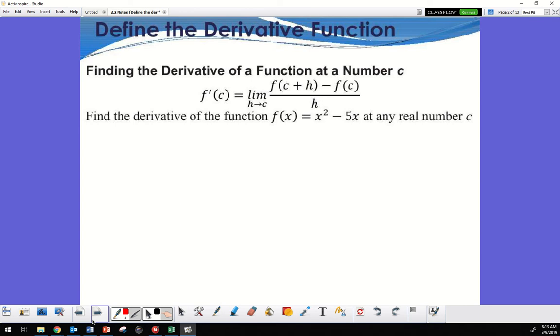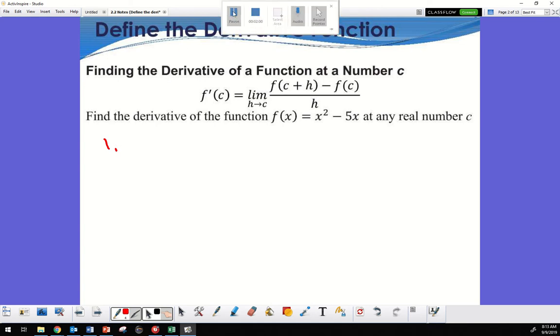So this is the derivative of the function. What this means is, of f of c, any point c, plug in c plus h minus f of c, to find the derivative of the function at any real number c. If I were to do that, that means c plus h is going to get plugged in there.